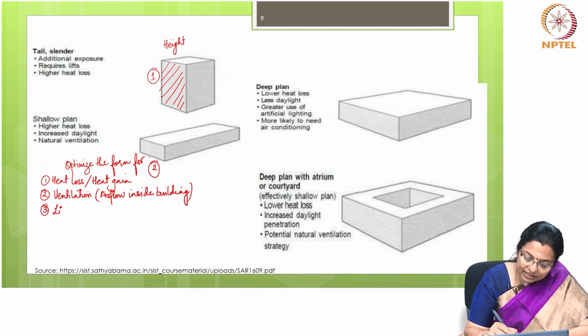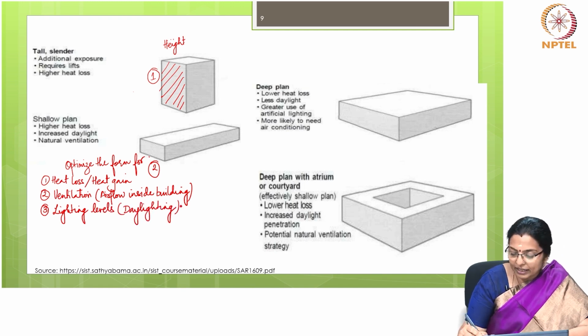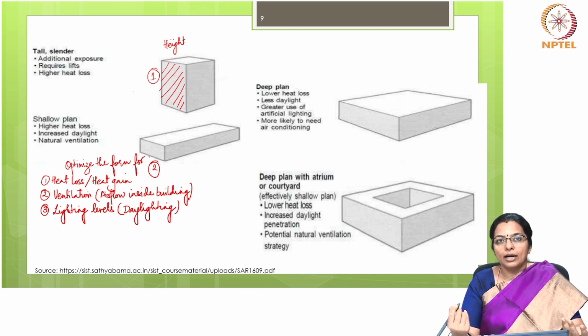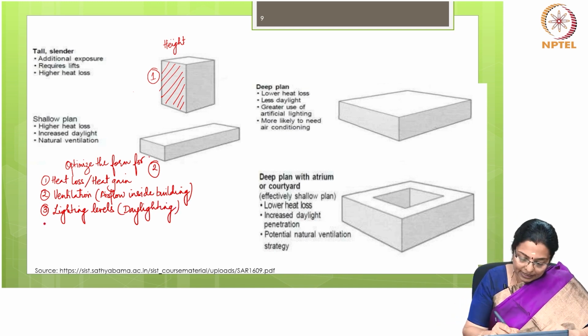Third is the lighting levels. So, how much of daylighting is allowed inside? Daylighting inside the building. How much is the building reliant on artificial light or daylight? You could also consider acoustics.